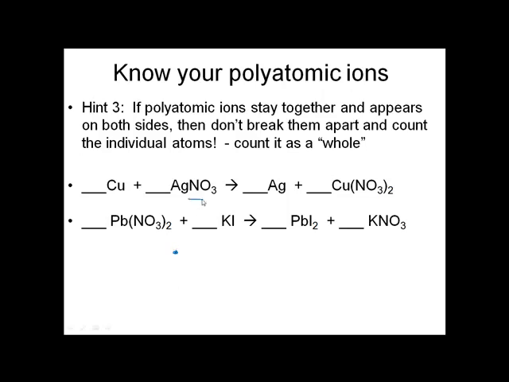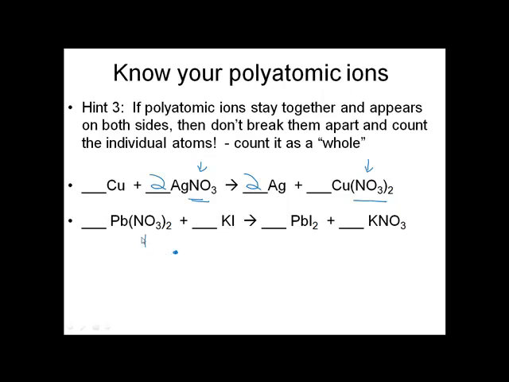Here we have AgNO3 on the left-hand side, and on the right-hand side we have copper 2 nitrate. Notice the NO3 doesn't change. It's NO3 on the left, NO3 on the right. So instead of thinking, okay, I have one nitrogen here, one nitrogen there, we're going to say I have one NO3 on the left, 2 groups of NO3 on the right. So now I know I need to put a 2 in front of my AgNO3 and a 2 in front of my Ag.